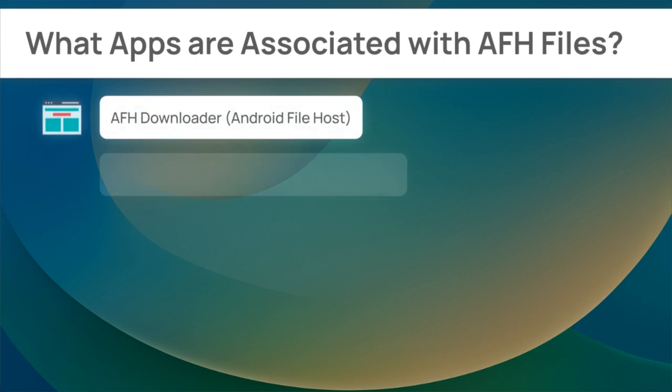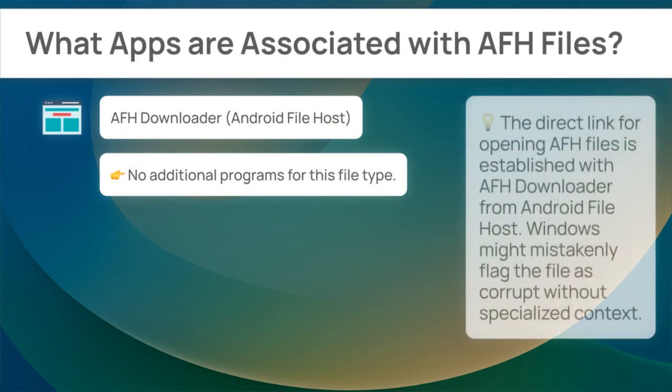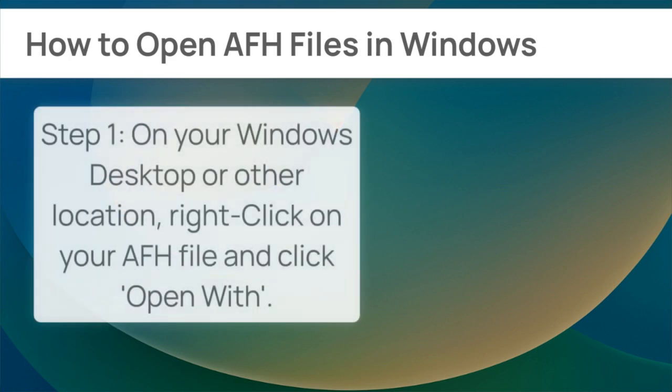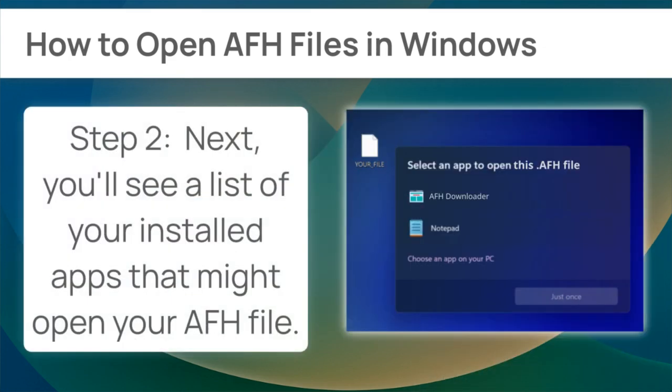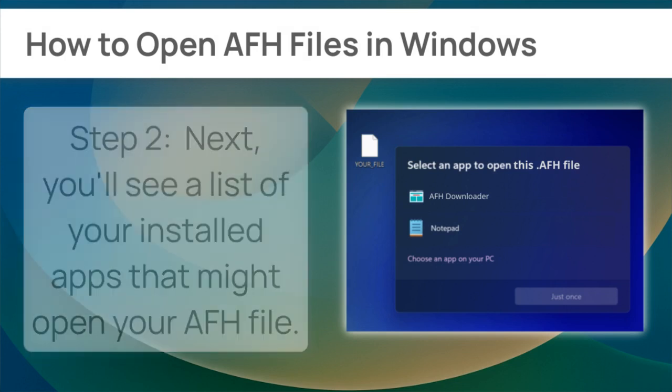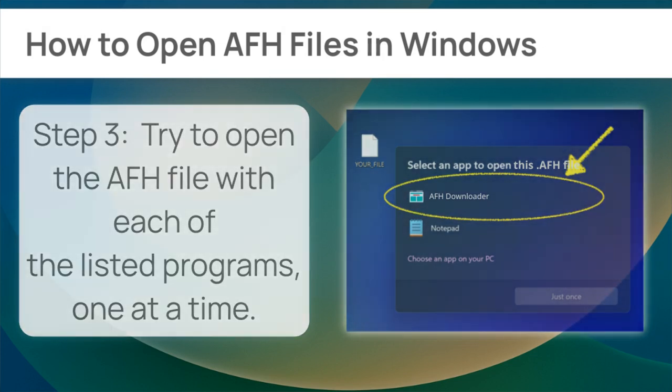For full, accurate reading of AFH data, rely on AFH Downloader by Android File Host. Windows might mistakenly flag the file as corrupt without specialized context. Windows shows only surface-level details, while complete interpretation requires the intended application. Your first troubleshooting move: right-click your AFH file and select Open With. See if AFH Downloader is available and test it. If it is not visible, select a different program. Testing multiple openers is standard practice.